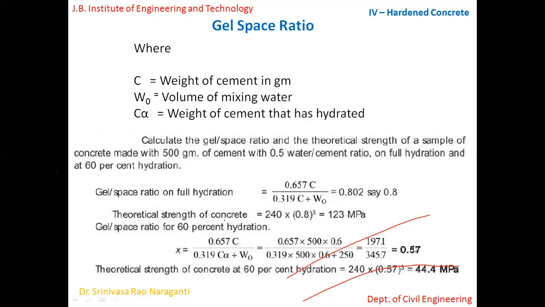This way I get a gel space ratio of 0.57 for 60% hydration. Therefore, the theoretical strength is 240 times x cubed. Substituting x equal to 0.57 cubed, I get the strength of the concrete. This is the expected strength of the concrete when you have 60% hydration for a water cement ratio of 0.5 and 500 grams of cement. This is how it is. Okay.